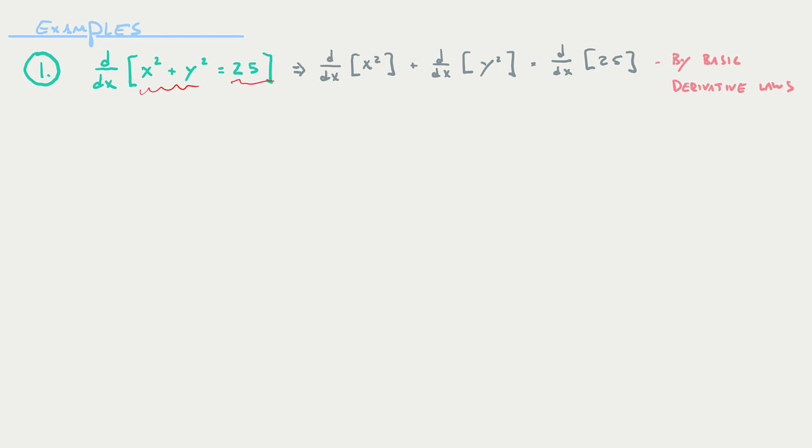The left-hand side is just a sum of two terms, so we get to apply the sum rule for derivatives, right? The derivative of x squared is pretty easy. This one I'm going to save for last, and that one is just 0. So let's get those out of the way. By the power rule, the derivative of x squared is just 2x. By the constant rule, the derivative of 25 is just 0.